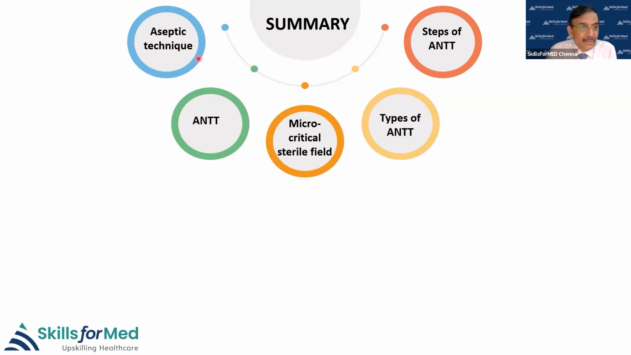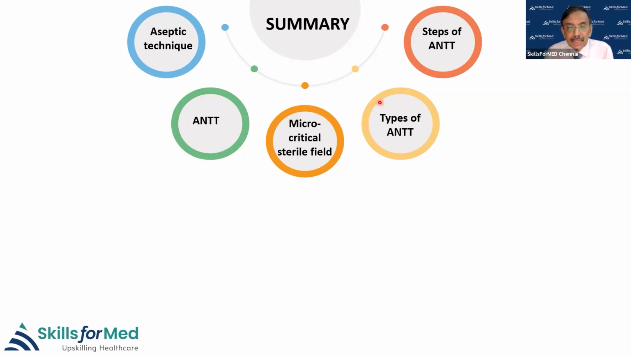Okay, so we talked about aseptic technique, which is preventing microorganisms getting into the area which we are operating or doing procedures. Aseptic non-touch technique, what is it? It is a set of procedures which you have to do to maintain, as much as possible, freedom from contamination on the key parts and key sites. Then we looked at the micro-critical sterile field in standard ANTT, where you take the help of the inside of the wrapper and the caps to make sure that the key parts are not exposed.